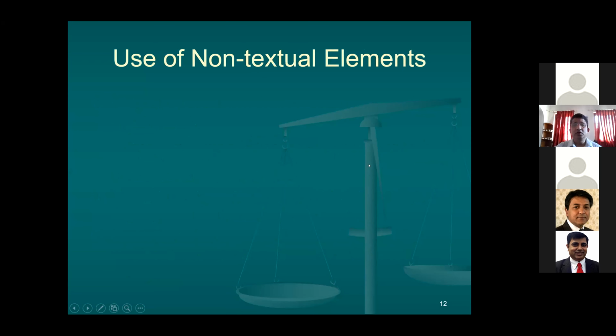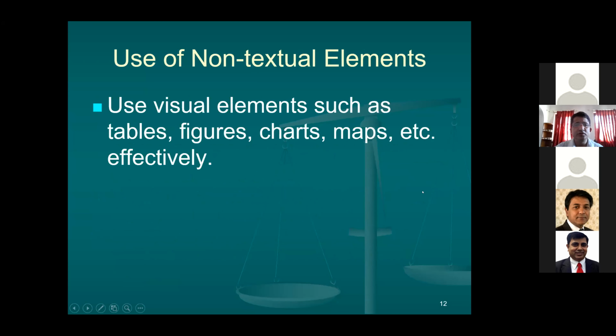Now let's talk about the non-textual elements, the visual elements. Use of visual elements such as tables, figures, charts, maps, etc. are very effective in communication. So those should be used as far as possible so that your message is beautifully displayed.